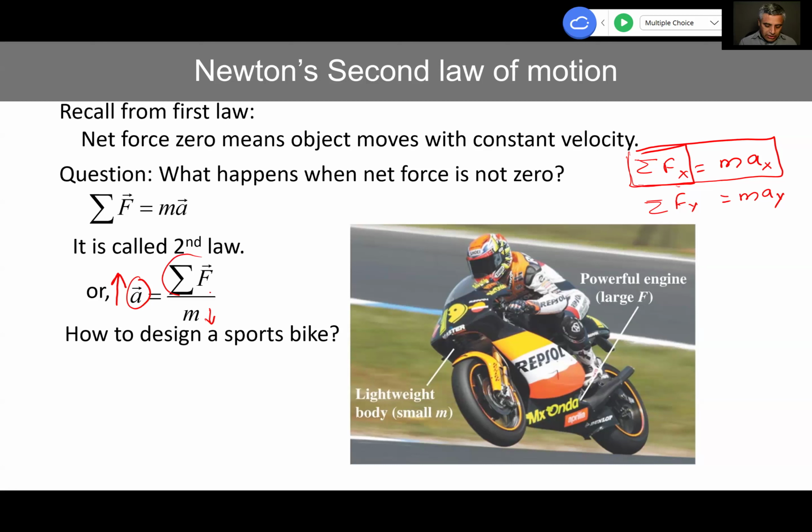Another factor is the sum of the forces. We want to make the net force larger. The larger the net force, the larger the acceleration, right? That's why a sportier car or bike means it has a larger engine, a V8 engine or something like that. That means it can produce more force. It can eventually apply more force on the car or the bike. So yes, that tends to push the objects forward, right?